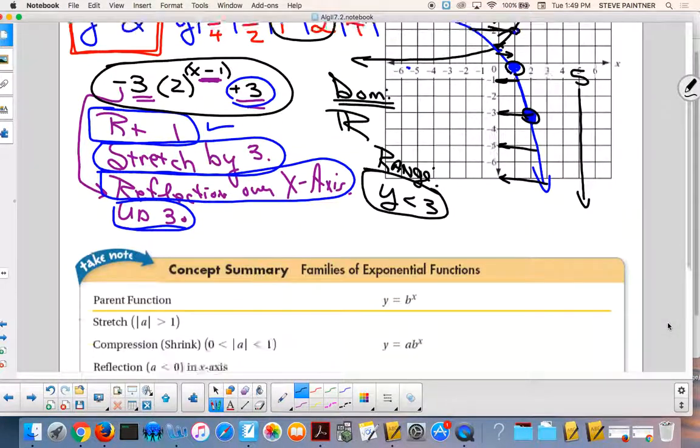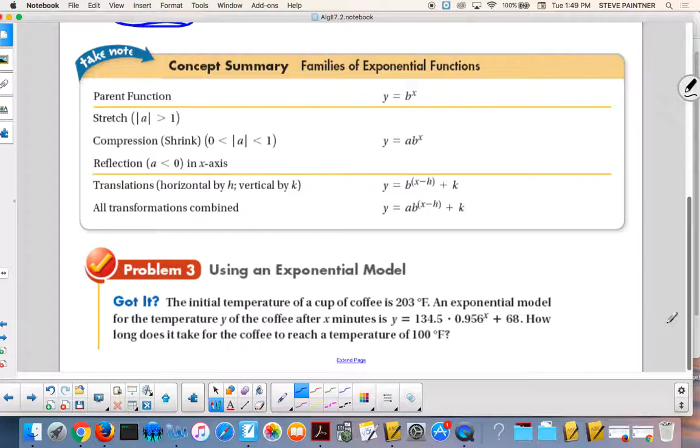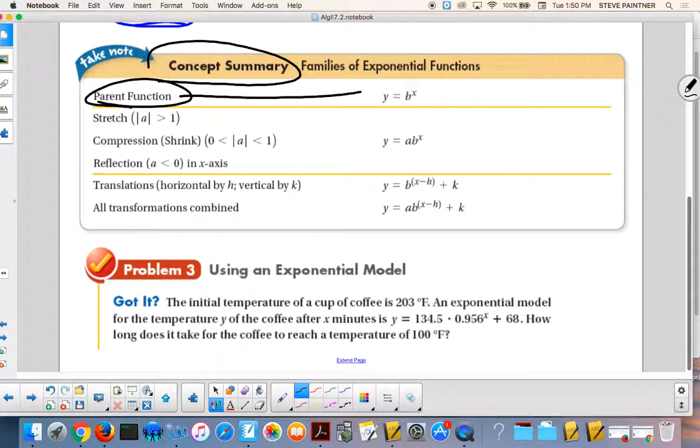All right, guys, there's more stuff down here. This is a summary of what you and I just did. So watch closely. You don't have to do anything. The first thing you do when you graph is do what? Graph your parents, right? Then you look for the stretches, the compressions, the reflections, and the horizontal and vertical translations, up, down, right, left. So they are telling you what all this is. And I'm not going to go over that.